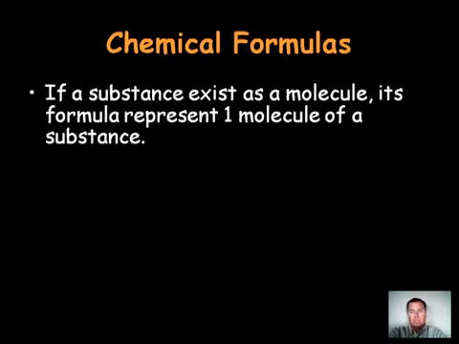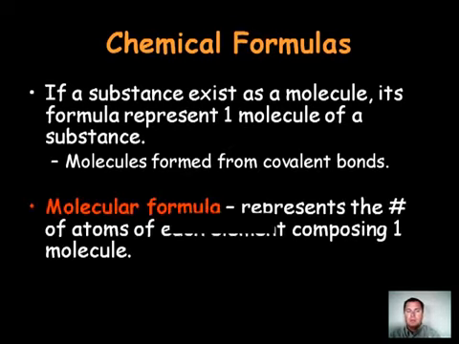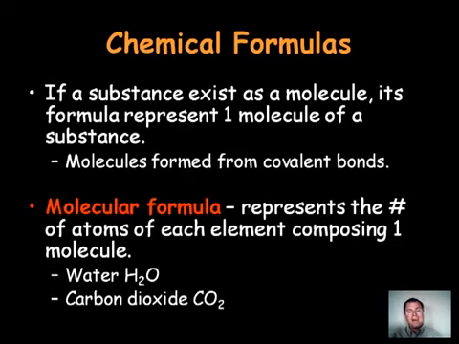There are two hydrogens and one oxygen in there. Remember, molecules are our generic name for compounds formed by covalent bonds. Salts are what we call ionically formed compounds; molecules are what we call covalent. So a molecular formula simply represents the number of atoms of each element composing a molecule. This is what we've been calling a chemical formula. Example: water, H2O, 2 hydrogen, 1 oxygen. Carbon dioxide, 1 carbon, 2 oxygens.